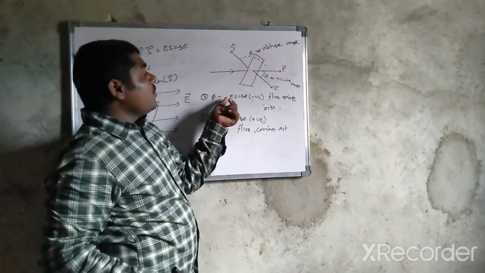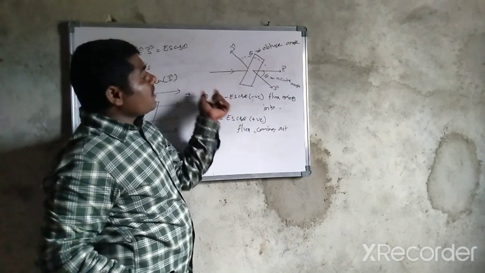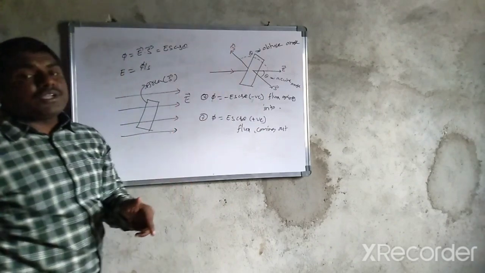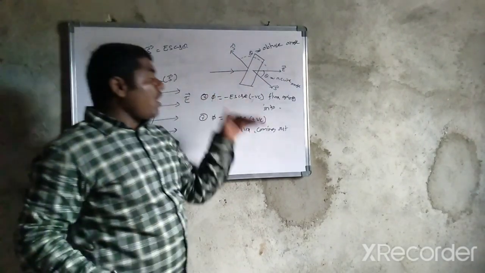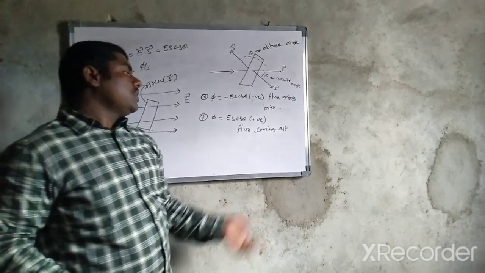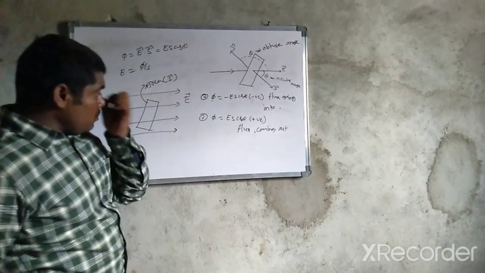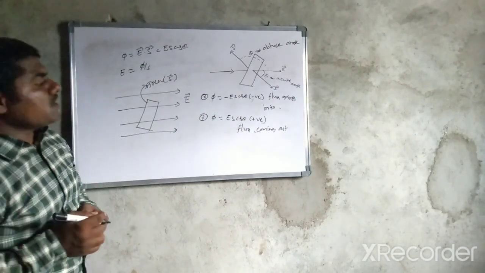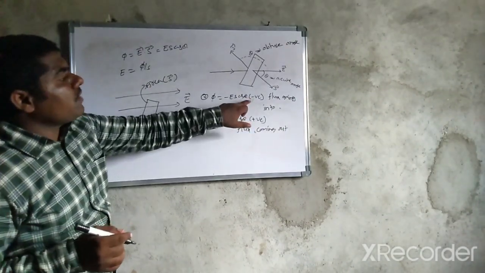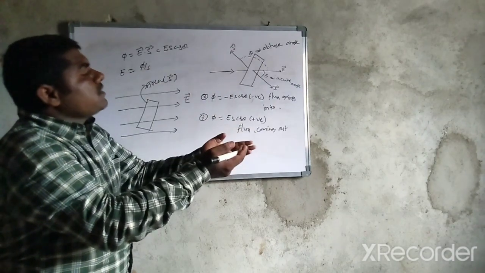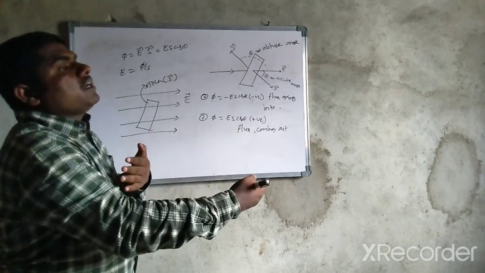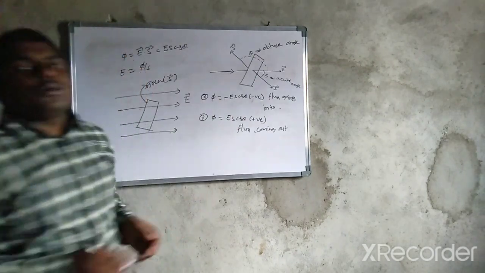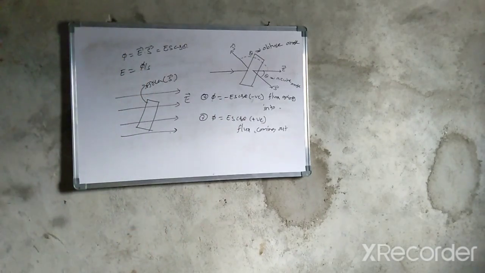When you take minus, the flux is entering, going into the surface. When the flux is coming out, you may use flux equal to E S cos theta, positive. Otherwise, if it is going into the surface, before entering the surface, in that case you write negative.